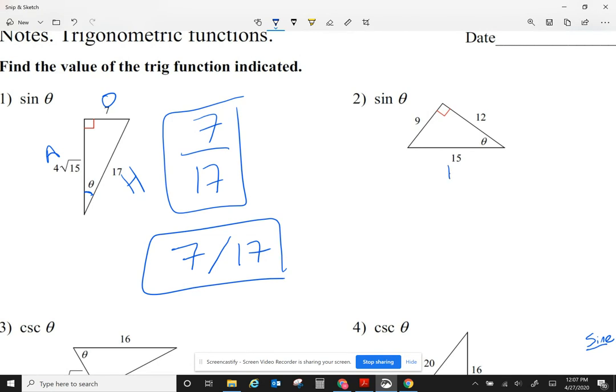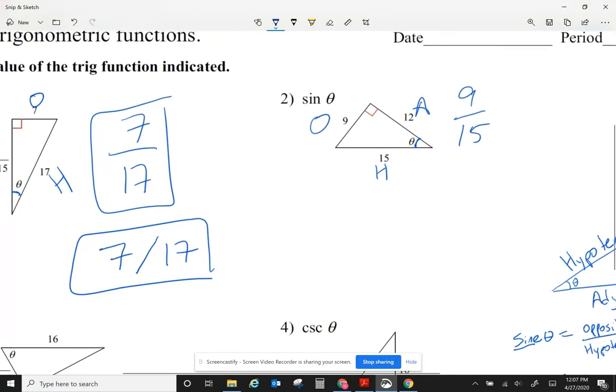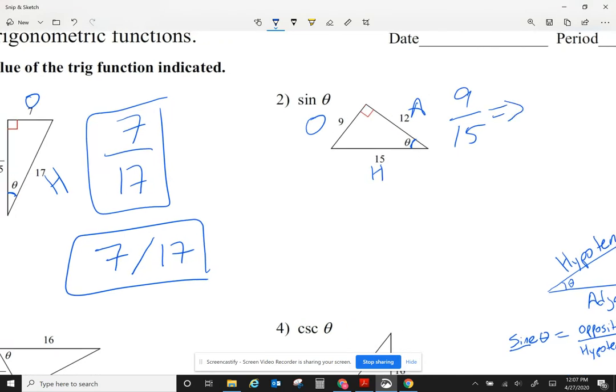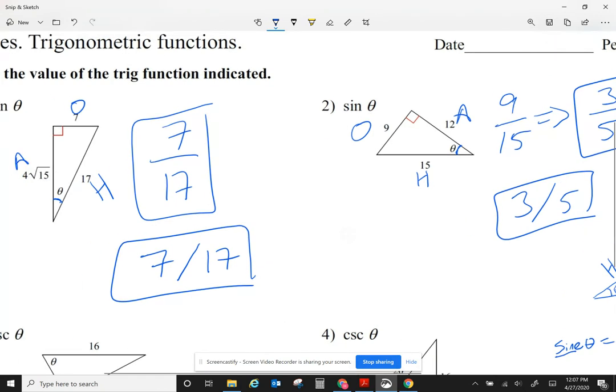Let's take a look at question number 2. The biggest side is the hypotenuse. From theta, the side that is far away is the opposite. 12 is the adjacent. I know sine is opposite over hypotenuse, so 9 over 15. Simplify the fraction if possible. I'm just going to divide each of my numbers by 3, so I get 3 over 5. The way you will type this will be 3 over 5. Opposite over hypotenuse for sine.